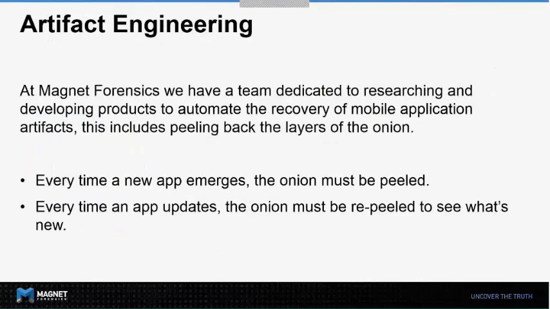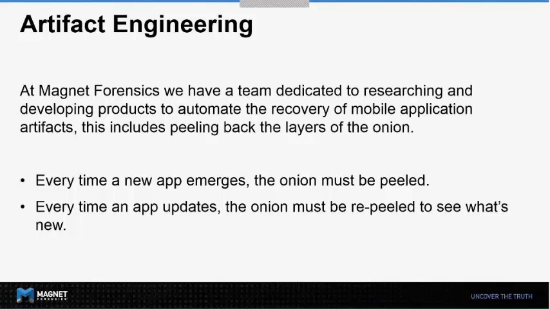So at Magnet, we have a team dedicated to researching and developing products to automate the recovery of these mobile applications. And this includes peeling back the layers of the onion. So every time a new app comes out, we have to go through that onion and look at the file storage. We have to look at encryption, data format, file structure, just to get to the user data. And even if an app updates, so it's an app like Facebook, which we've supported for years, every month that app updates, and we need to look at that again.